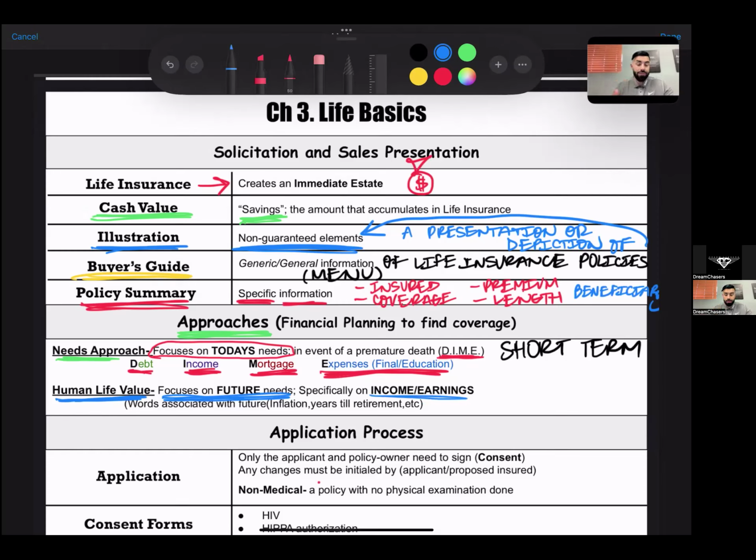So if this question pops up, you're going to see words like inflation, right? When we talk about inflation, we're not talking about the cost of living right now. We're talking about the cost of living 5 years from now, 10 years from now, and the years until retirement, right? We're not retiring today. We're retiring 5, 10, 15, 20 years down the road. So the human life value approach is looking at long term. Okay. So it's going to look at what the family would need long term if the insured were to pass away.